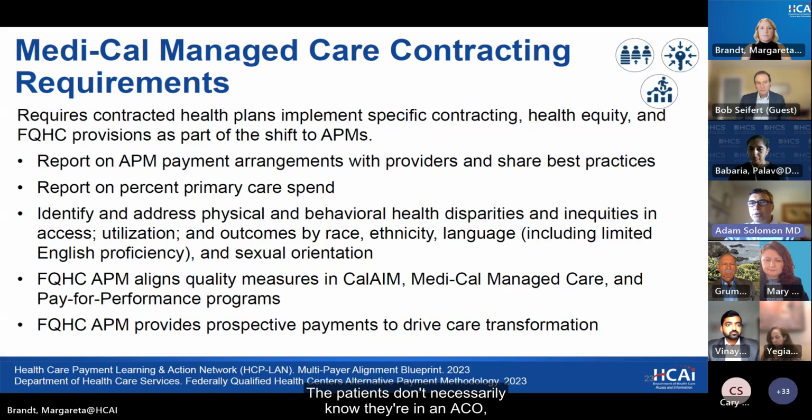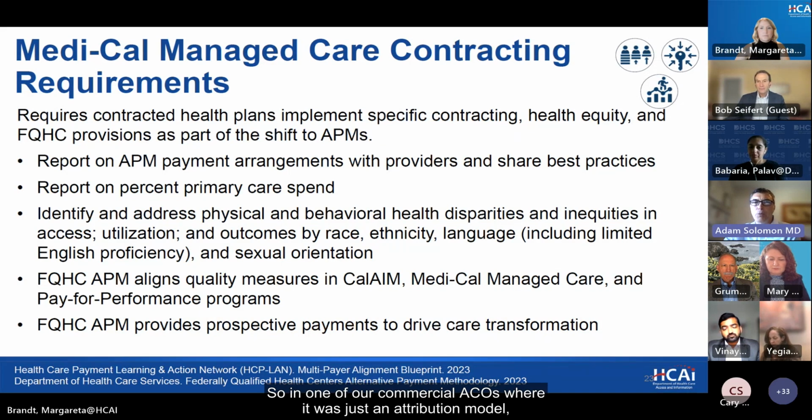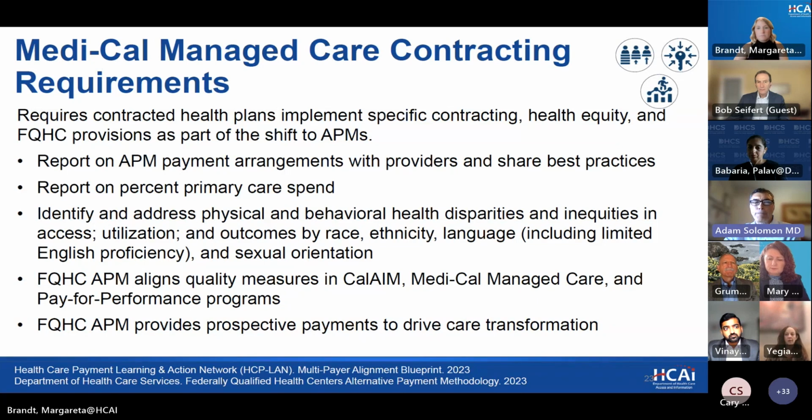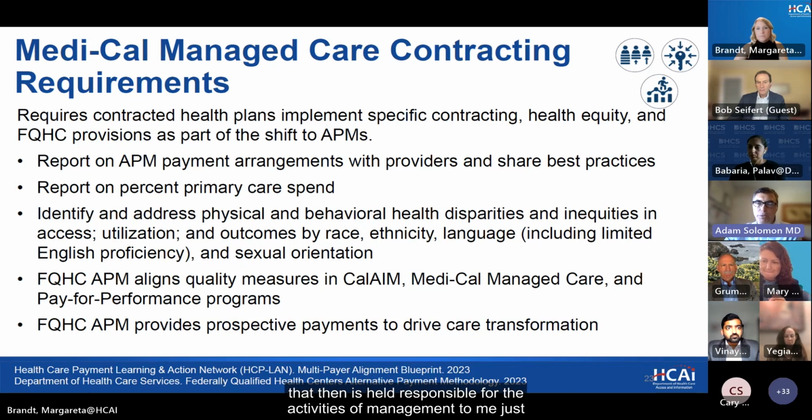The patients don't necessarily know they're in an ACO. They haven't picked a health system. They're not aware. They don't necessarily understand. And you can see a lot of turnover because of the timing of that attribution. In one of our commercial ACOs, where it was just an attribution model, we would see 40% turnover quarterly. So how we determine that attribution or association, and the transparency of that with each organization that is then held responsible for the activities of management, to me just can't be ignored. It is very important for us to identify the value of those activities.